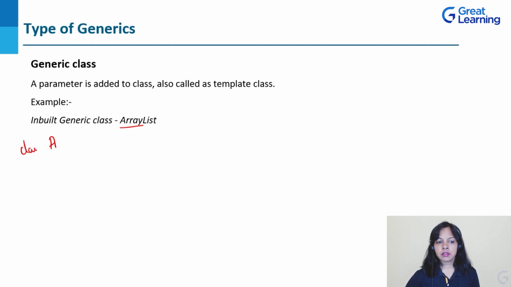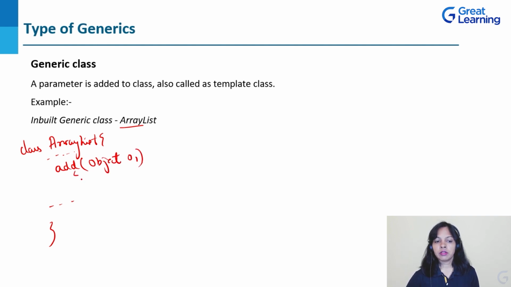So, class ArrayList, then the opening of the class. Inside this there are so many methods, but I'm going to talk about a few. That is the add method. There was an add method which used to take an object type parameter, and then there was the functionality of this add method. Then there was a get method as well. The get method has a return type of object, and it used to take the index value as a parameter. Then there was the functionality of this get method.